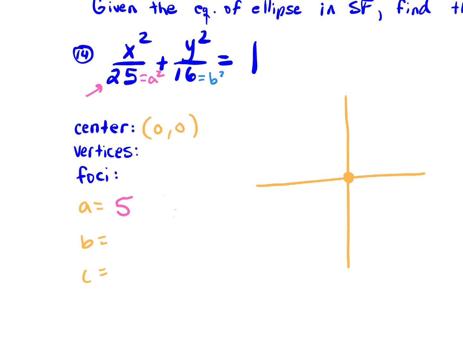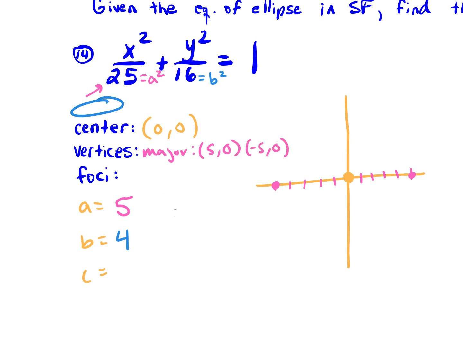So that means 16 is B squared. So B is 4. Do I know if I have a vertical ellipse or a horizontal ellipse? Horizontal. We have a hamburger here. So for my major vertices, which direction do I go? Left and right. So that means I go to the right 5 and to the left 5. So I can look at those 2 points, and that helps me with my major vertices. So it'll be 5, 0 and negative 5, 0.